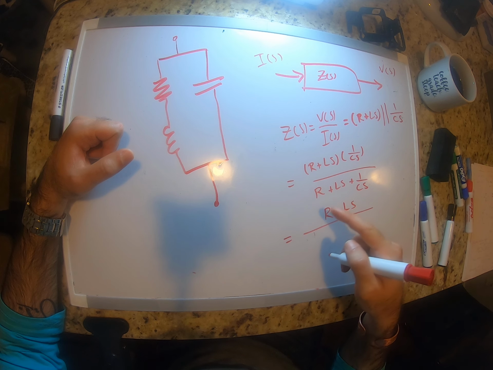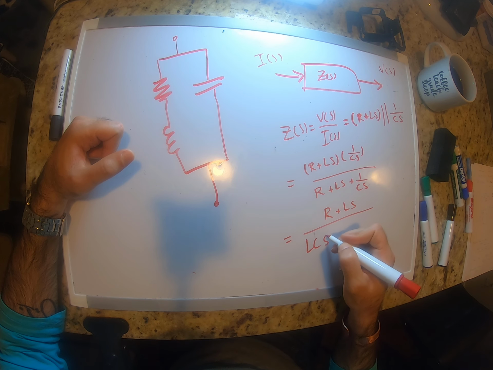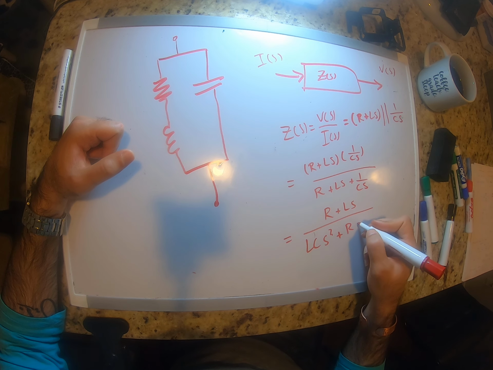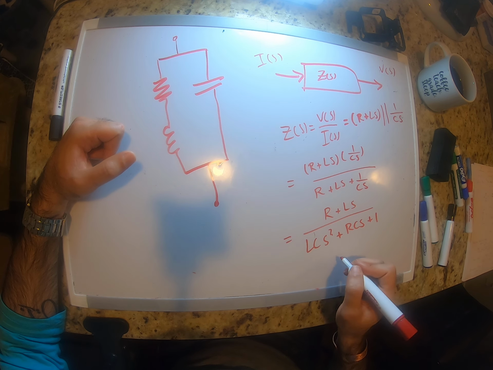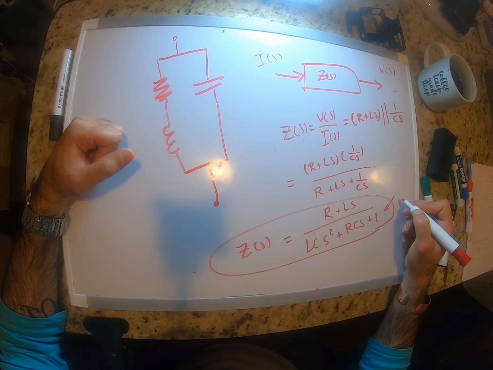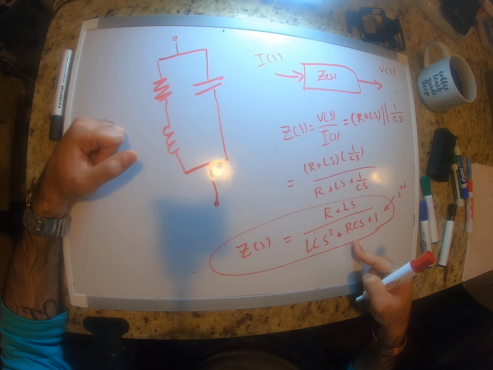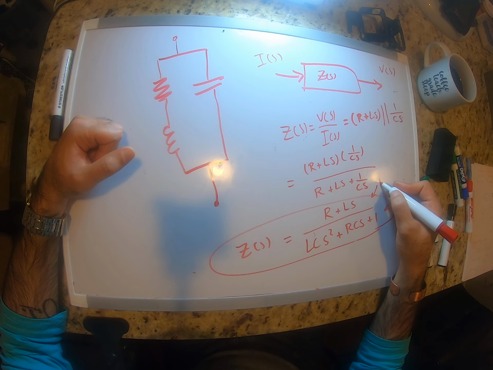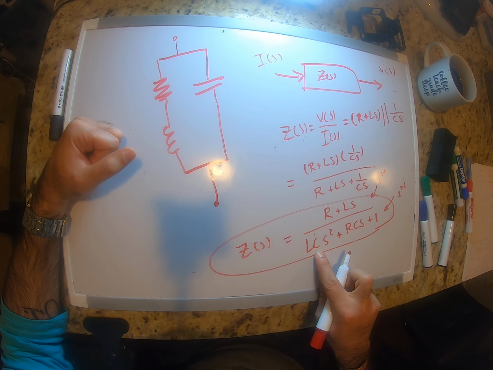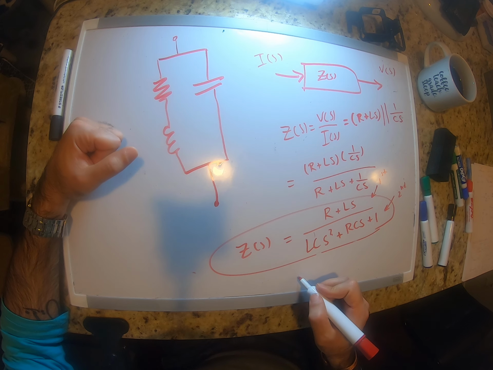In the denominator, I'm going to move the terms a little bit. It's going to be LCS squared. I multiplied this one by CS, plus RCS plus 1. Okay. So this is a second order transfer function because the denominator is second order, and the numerator is first order. We always take the maximum order, which is this one, so this is a second order system. This is one way of showing the transfer function.